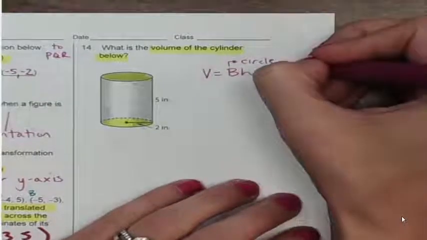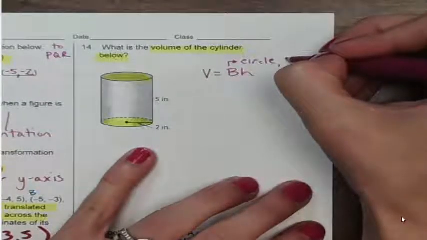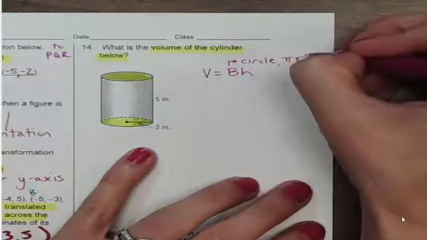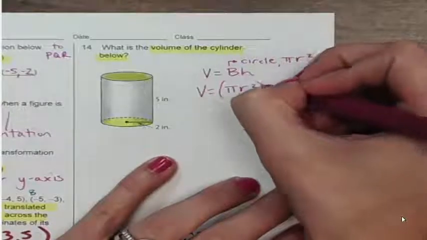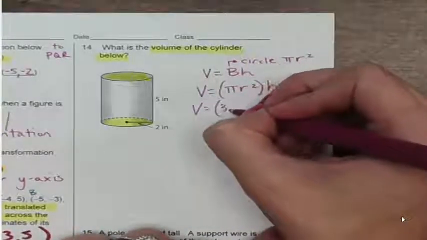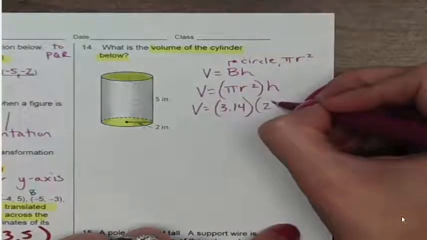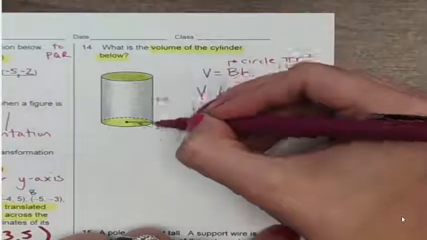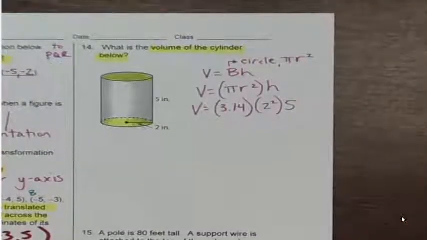So if my area of the base is a circle, what's the area of a circle? It should be pi r squared. So I'm going to insert that pi r squared in for the B. Pi we're going to use as 3.14. The radius they gave us is 2 squared. And the height between the 2 bases should have been 5. So make sure you set that up correctly.